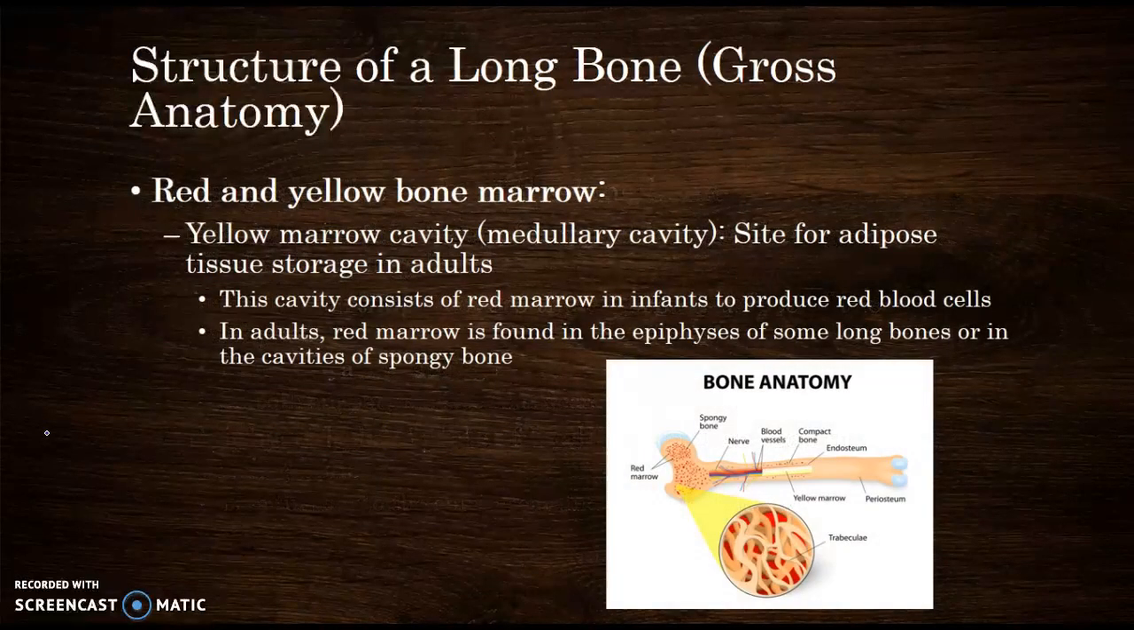You also have red and yellow marrow. Yellow marrow is going to be more found in the diaphysis portion, and this is where we store a lot of fat. When you're very young, though, it's going to be red marrow because you're producing a lot more red blood cells. And then on the ends of our bones, in our epiphysis, is where you're going to find a lot of the red bone marrow.